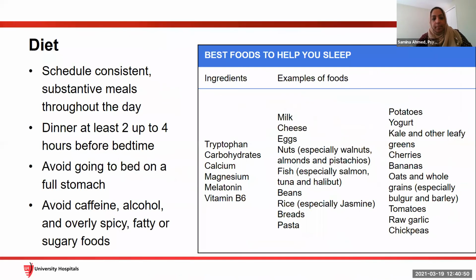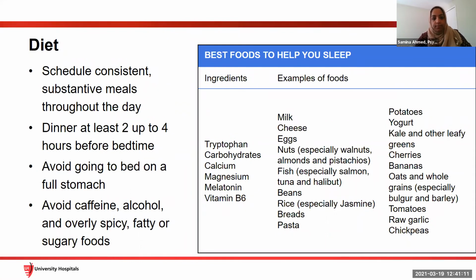So what you want to try to do is, again, keep consistent meal times and have substantive meals throughout the day. So many people tell me they go without breakfast. I would rather you have something, a granola bar, a glass of milk, a yogurt, something to start that metabolism and to indicate to your circadian rhythm, like, hey, it's time to get going.